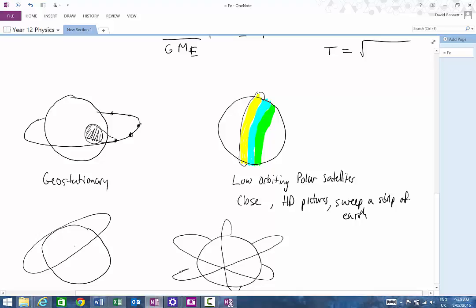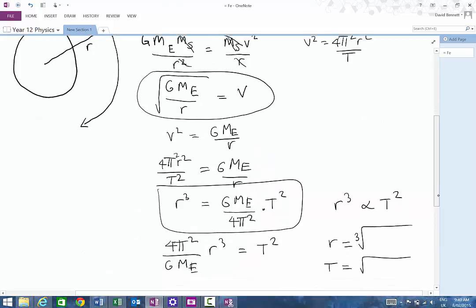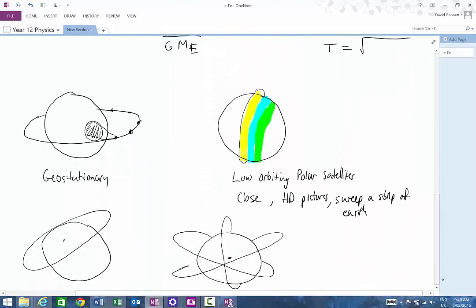Alright, so what's the difference between this type of orbit and this type of orbit? Well, obviously this one over here, if you think about it, is actually not orbiting the centre of the Earth. When a satellite's orbiting the Earth, it has to be orbiting around the centre of the Earth. And it can go in any direction it wants. Alright, so that's really important that you get the concept of a satellite.